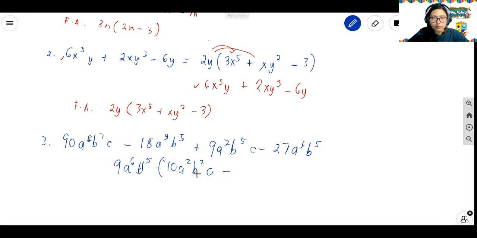Minus 18 divided by 9, that will give us 2. A to the 9 and A to the 6, it will become a cubed. B to the 5th and B to the 5th, it will cancel out. So only negative 2a cubed will remain. Plus, we have 9 divided by 9, that's 1.